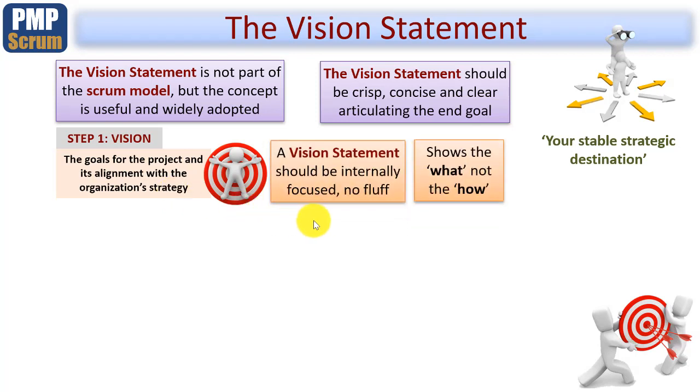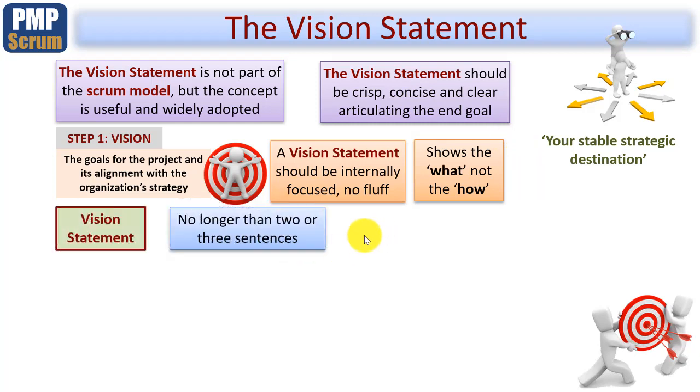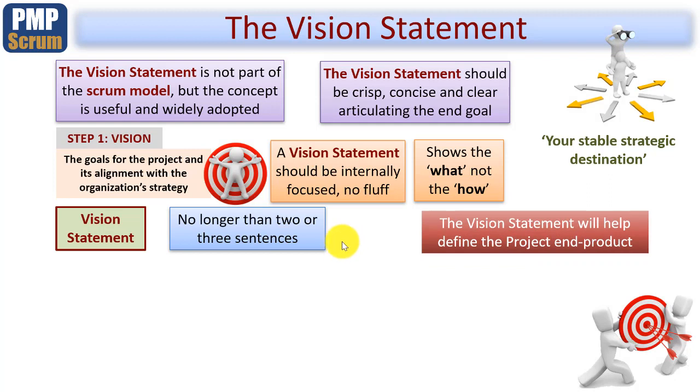So a vision statement should be internally focused, no fluff or padding whatsoever. Its use is for the Scrum team itself. And this vision statement shows the what. It does not show you how you're going to do it, which is why it can be crisp, concise, and clear. As I've said, no longer than 2 or 3 sentences typically, and the vision statement will help define the project end product. So here's how one might look, and there is a fairly standard template for use, and I'm putting that into play here.